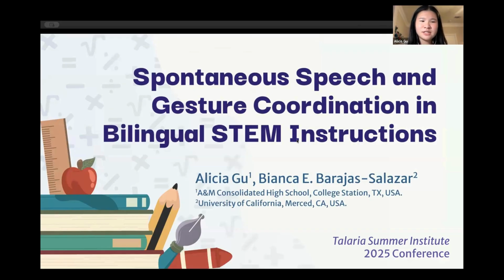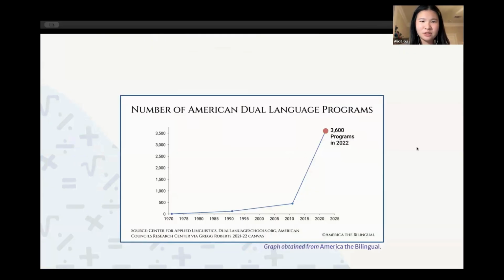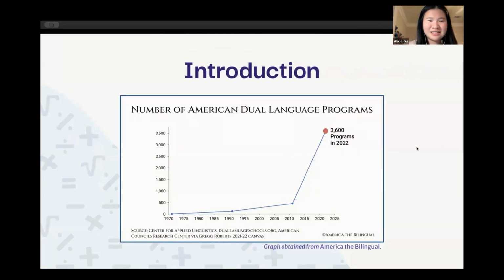So let's start with why gestures matter in STEM classrooms. What we've been seeing is that across US classrooms, bilingual and dual language programs are rapidly expanding. In this graph that I adapted from America the Bilingual, which is like an online post, we can see that there's been a massive spike in these dual language programs.